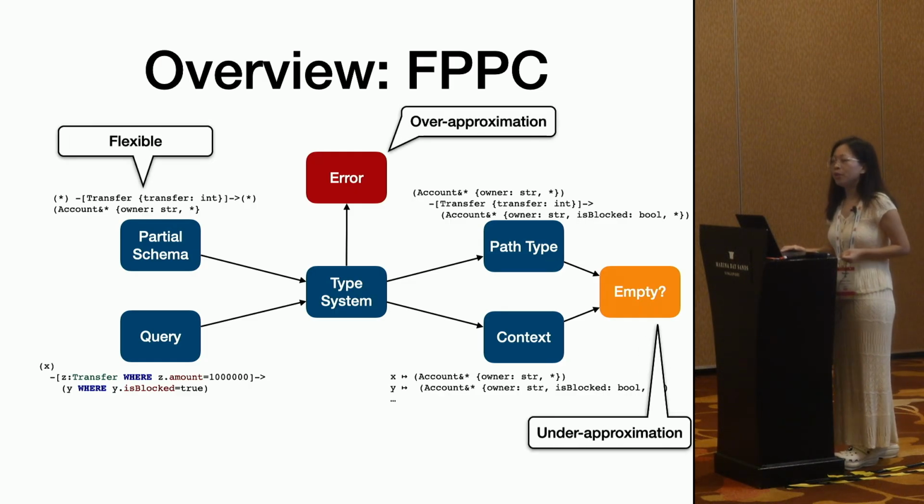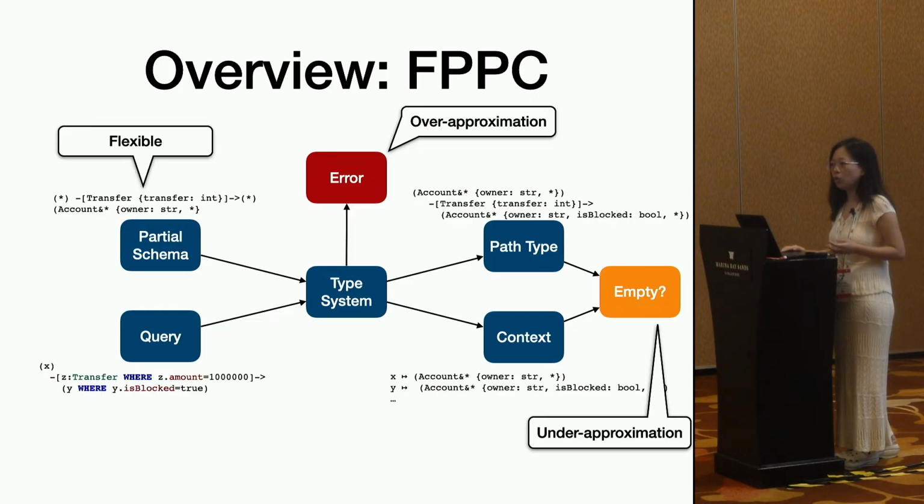So an overview of the system is like this. We start from a partial schema, which may have some unknown information in it. It describes what is the type of the node and what's the type of the edge that you may find. Then you have a query. And then we have a type system that either says this is an error because this could fail at runtime, or it will give you a result, which is a path type and a context. The path type is the type of the path that you are going to return. And the context is the type of every variable that you are binding.